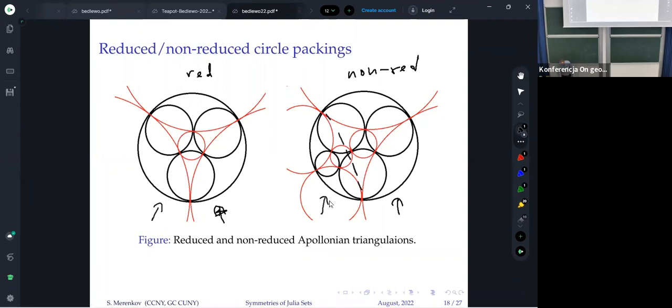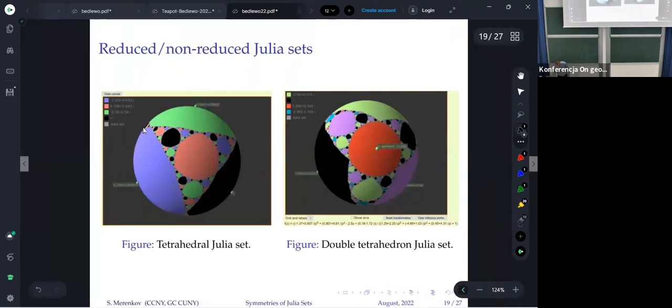But it turns out that for the Julia sets, they will not be exactly the same. We have a picture that you've seen before. This is a tetrahedral Julia set, and this is the Julia set obtained from this other non-reduced triangulation, the double tetrahedron Julia set. And topologically, they are exactly the same, but not geometrically. You can see that there are bigger, more pronounced angles here than here.